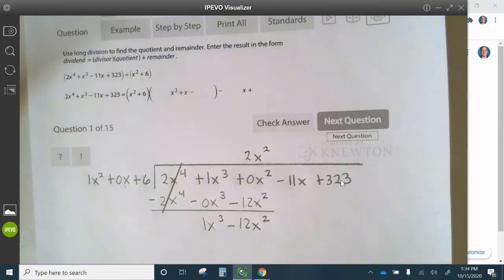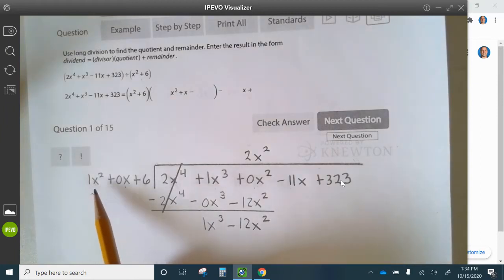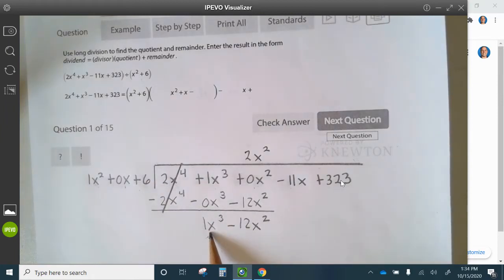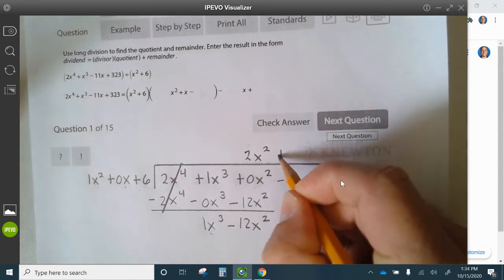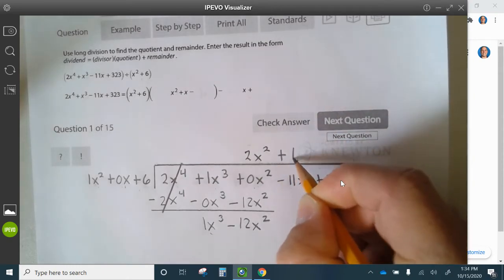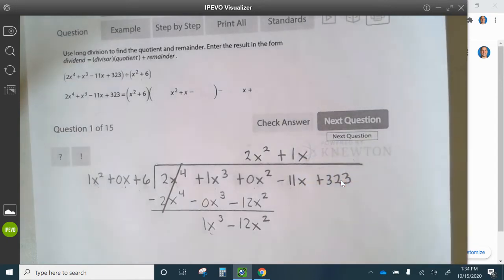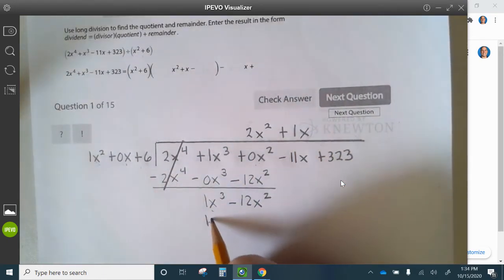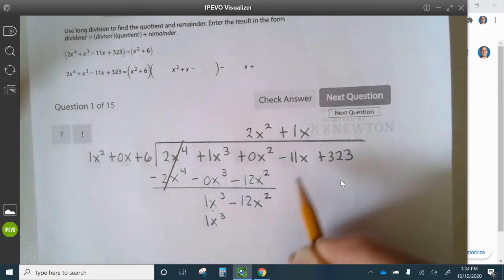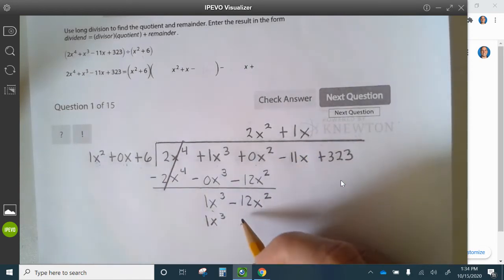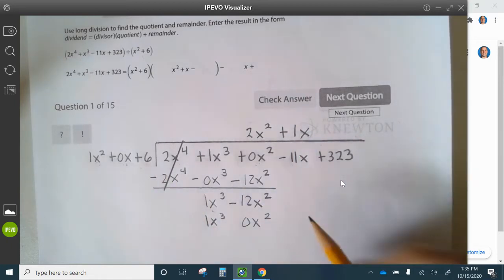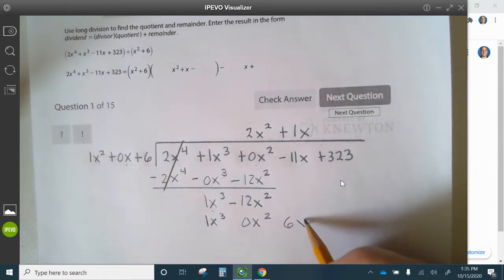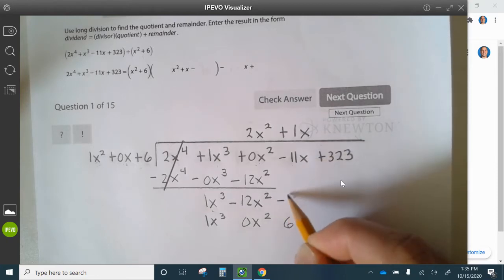Okay? And then now we ask ourselves, well, what do you multiply 1x squared by to give you 1x cubed? The answer to that is plus 1x. So now we multiply 1x times 1x squared is 1x cubed. 1x times 0x is 0x squared. And then 1x times 6 is 6x. And we need to bring down the minus 11x.